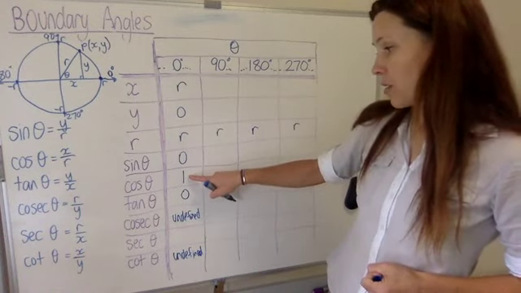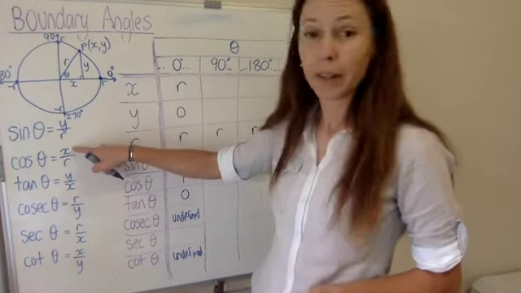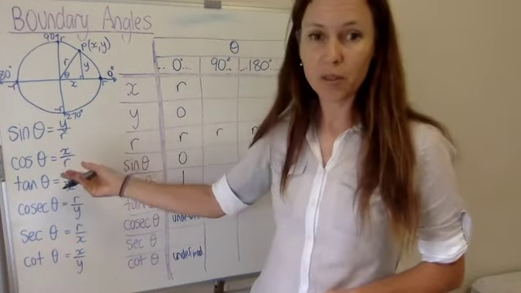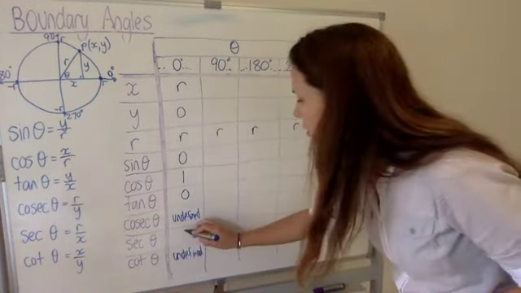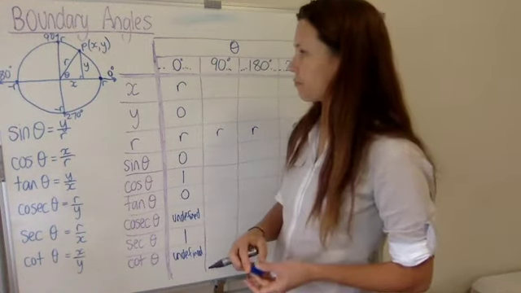Now, if cos theta was 1, because x and r were both r, when you flip that upside down, you've still got radius over radius, so it's still going to be 1. So sec theta and cos theta are exactly the same.